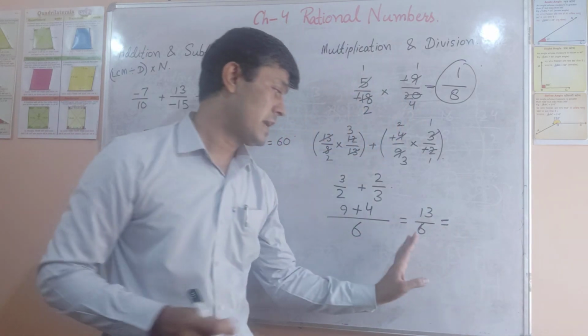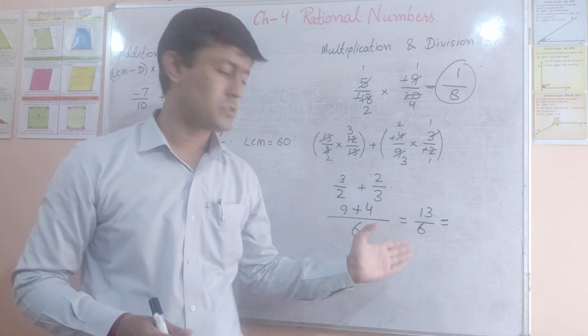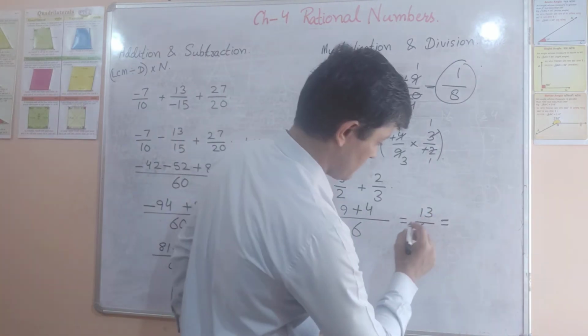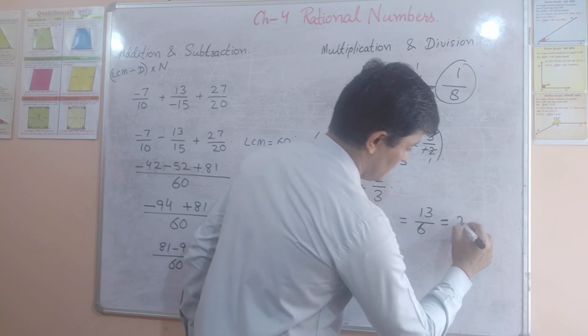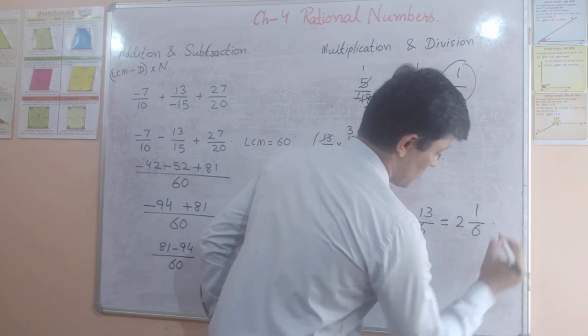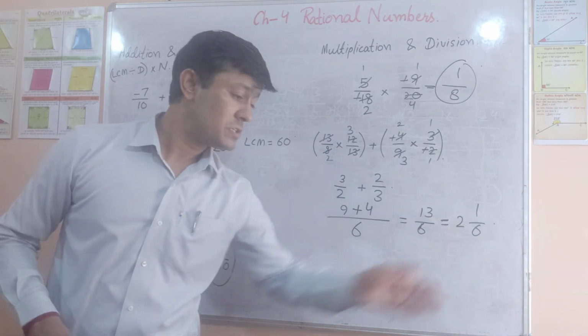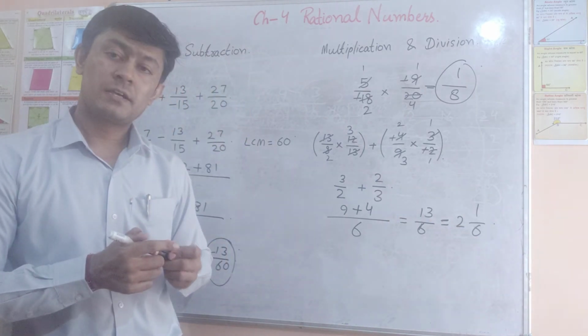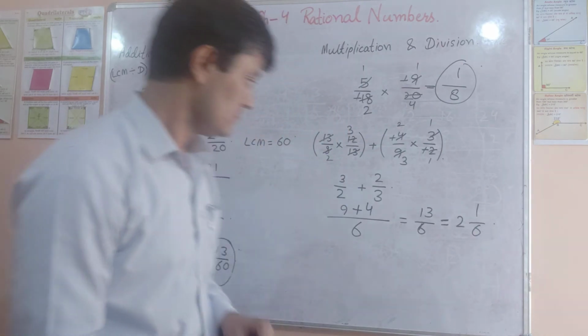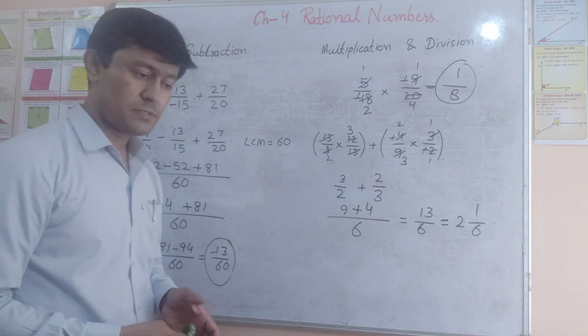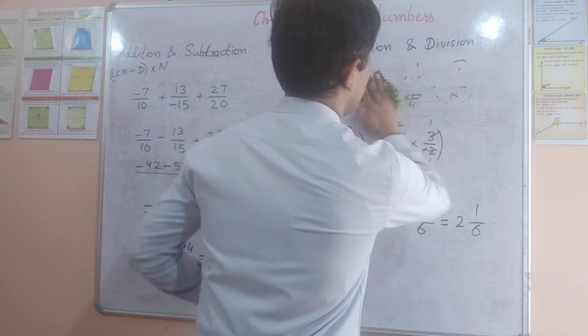As you see, this is an improper fraction, so convert this fraction into the mixed fraction. This will become 2 whole 1 by 6. This conversion you have already understood in class 6th, right? Okay. After this, the division starts.